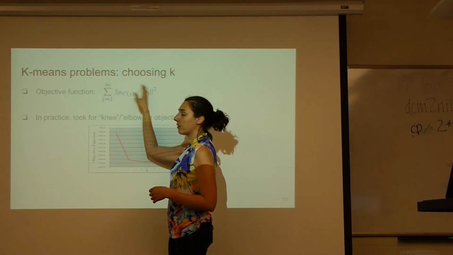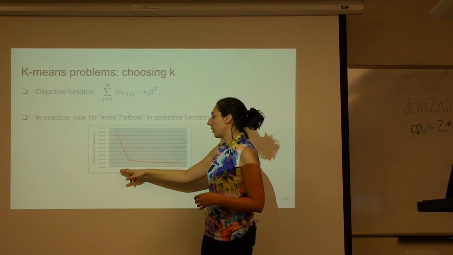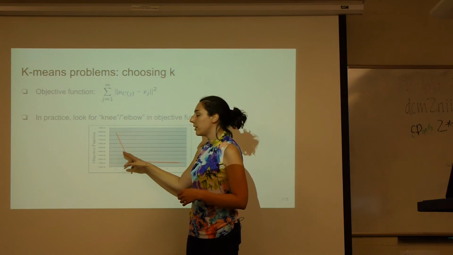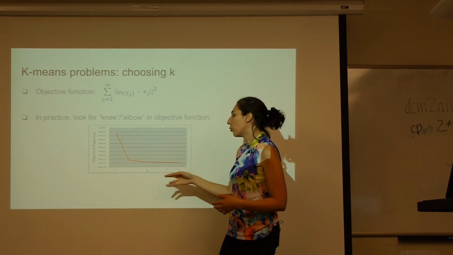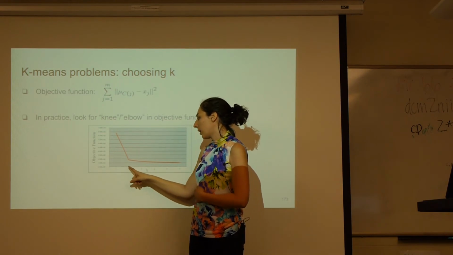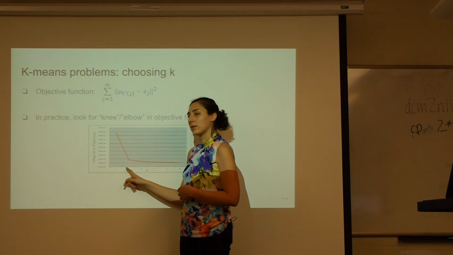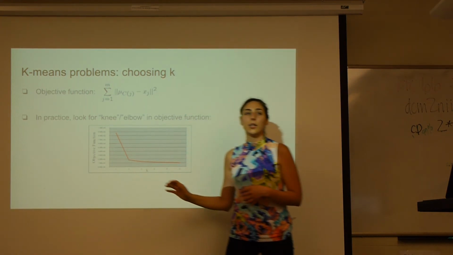So this value here, this number, plotted as a function of k. So we see this knee or elbow, it's called, here. And in practice, we look for this, and we determine that 2 clusters is the best here, because it gave us the greatest reduction in the objective function.